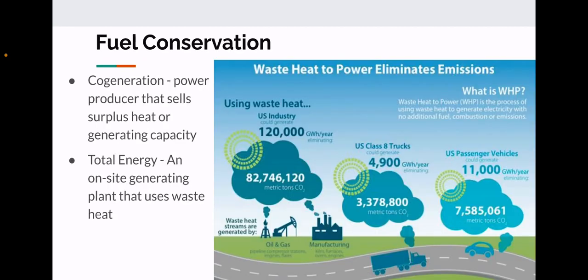So going on, how can we use this waste heat? There's two ways. There's cogeneration, which is when the power producer will sell that surplus heat to other places, and then there's total energy, which is when an on-site generating plant will use that waste heat back onto their plant. So they'll use it for the building's heating, for refrigeration, for anything of that sort, just to use that heat in another way so that it's not lost, and you can save costs in other ways.